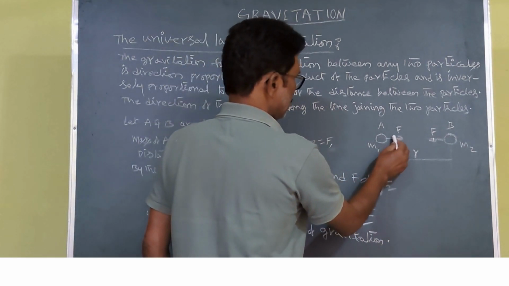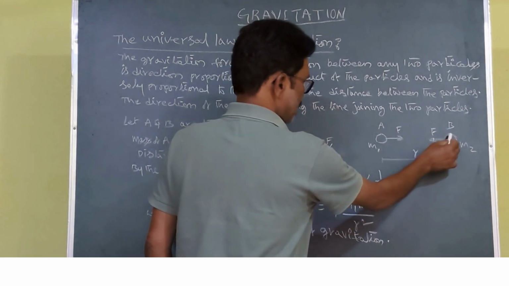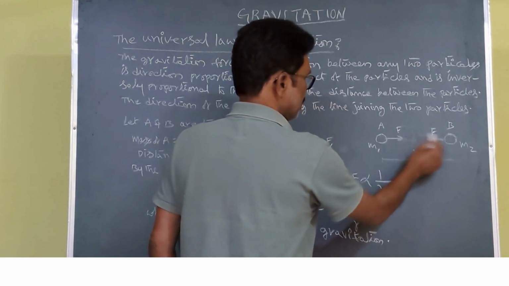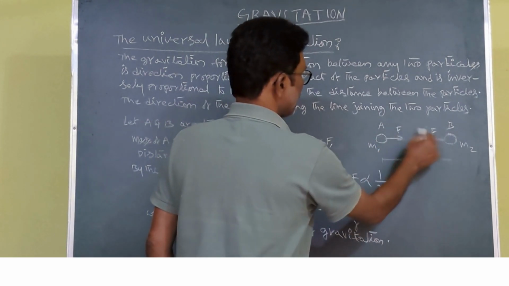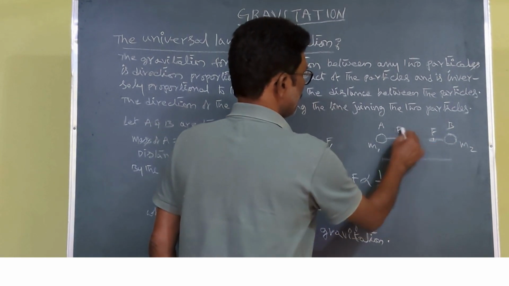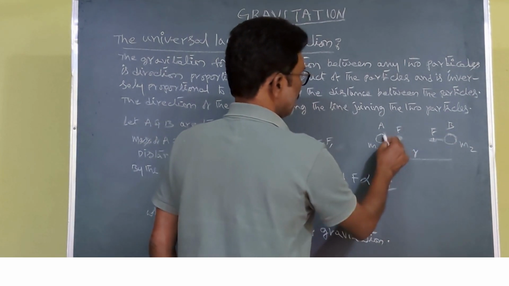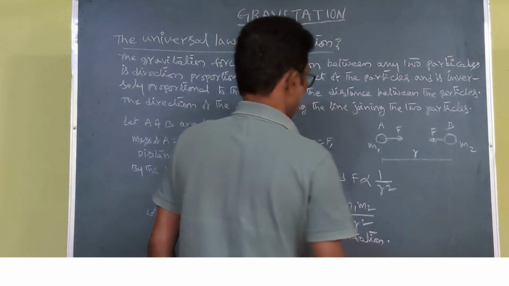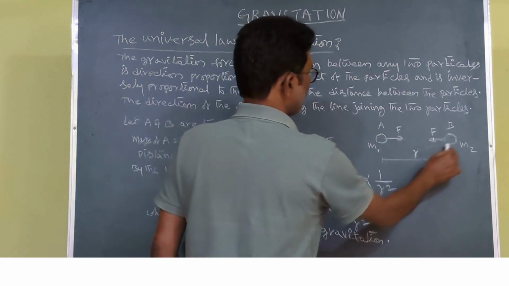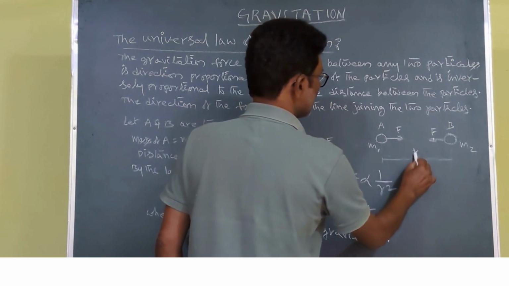Let us assume that force F is acting in this direction, because these two particles are attracted by some force. This particle is attracting that particle with force F, and that particle is attracting this particle with force F. The distance between these two particles, center to center, let us say is R.